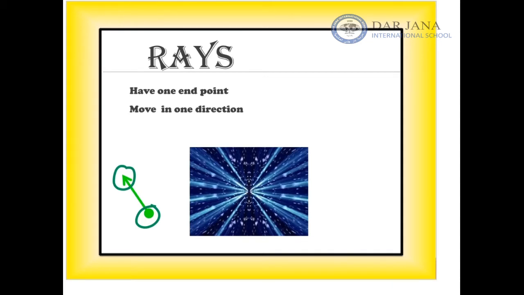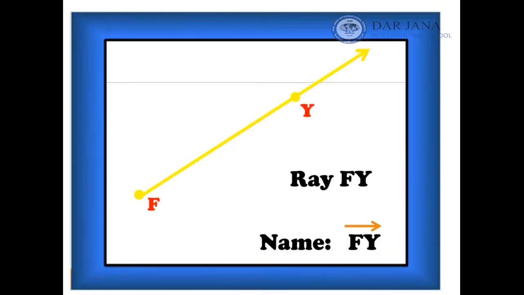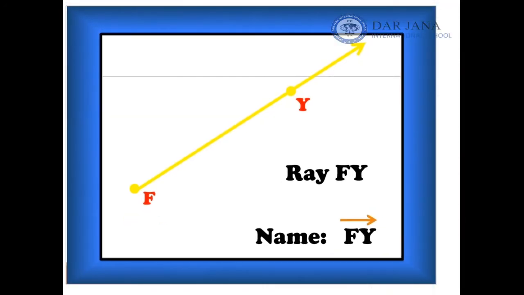In this picture, this is my end point and this is a ray. This is another one, also another one. So this is a drawing of a ray that stops at letter F and continues from the other side, and if I name my ray, it's going to be FY.